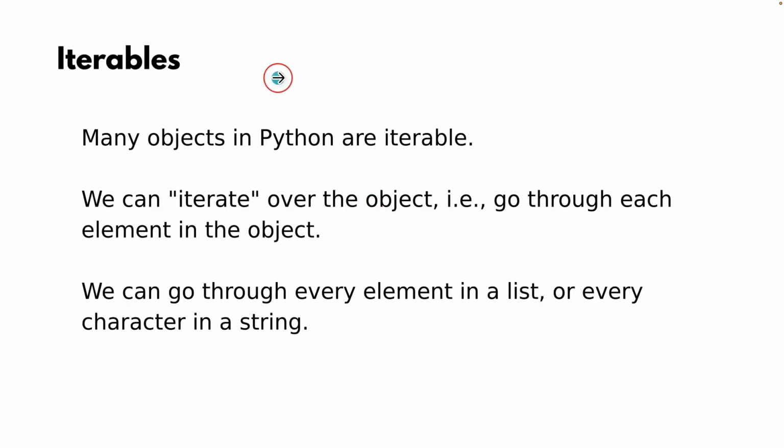Let's first define a term that is called iterable. Many objects in Python are iterable. That means that we can iterate over the object, or in other words, we can go through each element in that object and then do something while we're at it. For example, we can go through every element in a list or every character in a string.